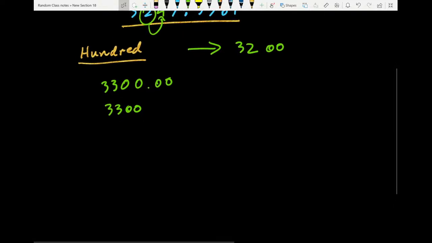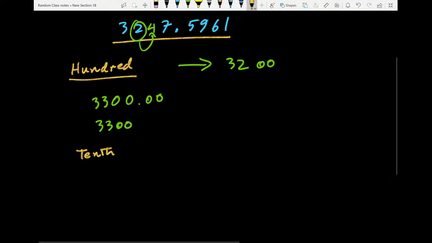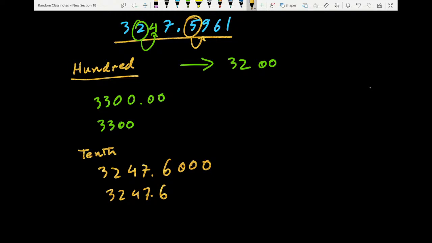Next, how about we round it to the 10th place? We have to ask ourselves, where's the 10th place? Right over here. The number right next to it is 9, so it's going to be 3247, and this is going to be 6000. So it'll be 3247.6. Okay.